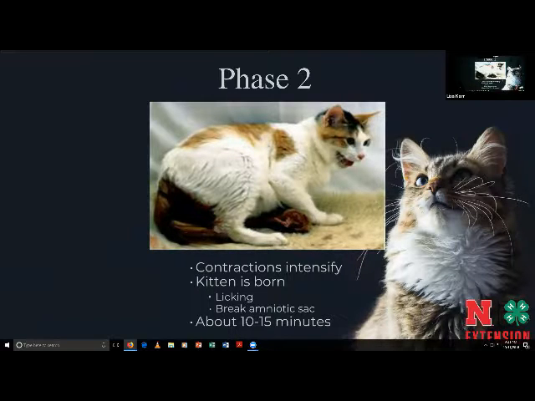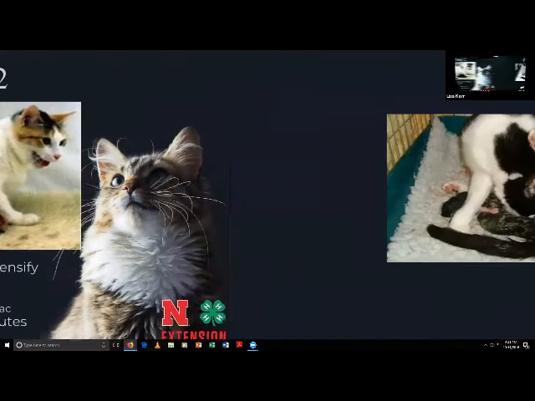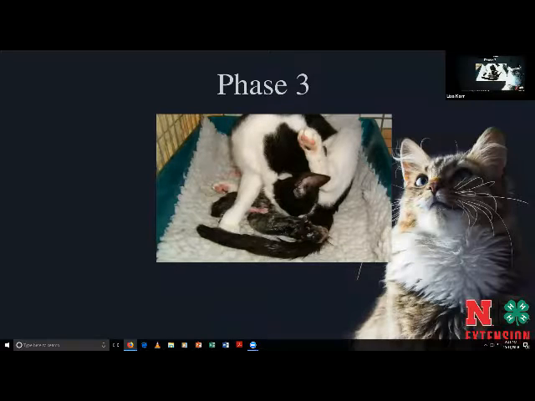And then when they come out, they need to breathe oxygen. They don't really have hands to get it off, so it's not pleasant for us, but it's nature. They have to lick it off to enable breathing. And that lasts about 10 to 15 minutes for each kitten, depending on if there are any complications. This is also kind of an icky picture, but it's nature.